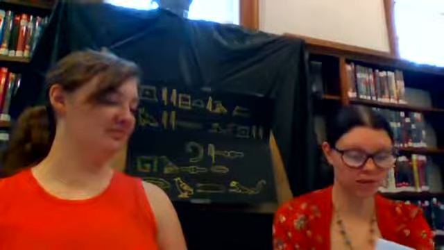So this is Bes. The weird little dwarf guy. Short, squatty little guy. But he's adorable, I think. Okay. Next we have Khonsu.